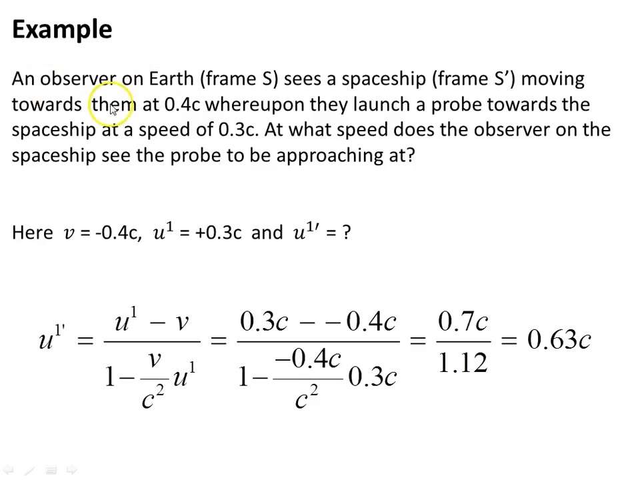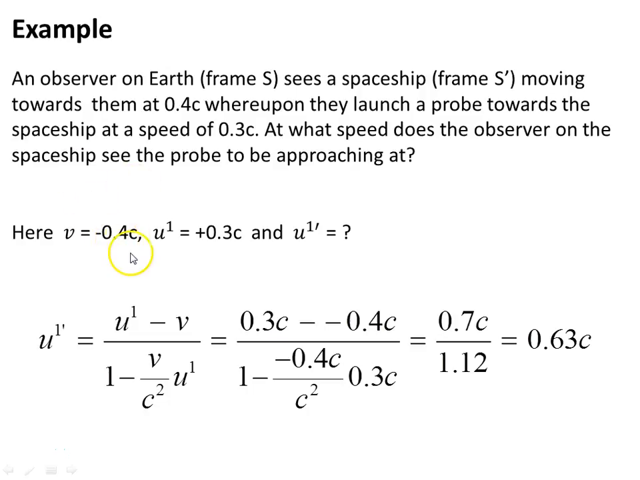Alright, so an example, an observer on Earth, frame S, sees a spaceship, frame S prime, moving towards them at 40% of the speed of light, whereupon they launch a probe towards the spaceship at a speed of 0.3, or 30% of the speed of light. And what speed does the observer on the spaceship see the probe to be approaching at? Well, here, the observer on Earth, in frame S, sees the spaceship coming towards them.